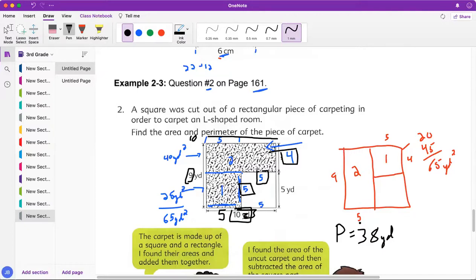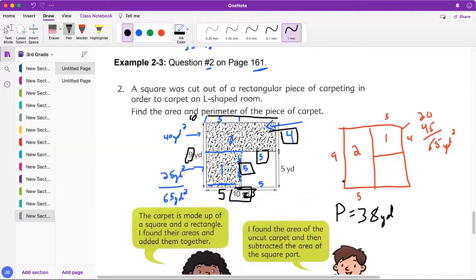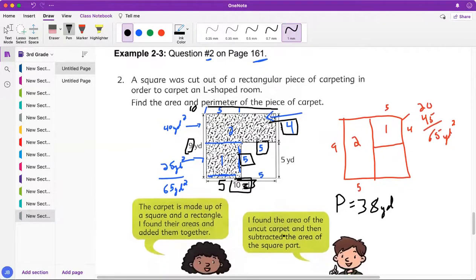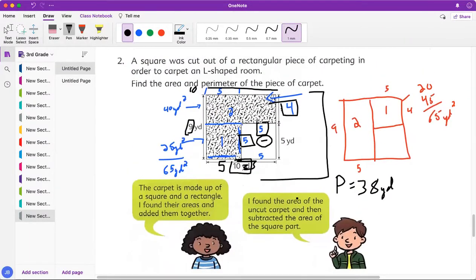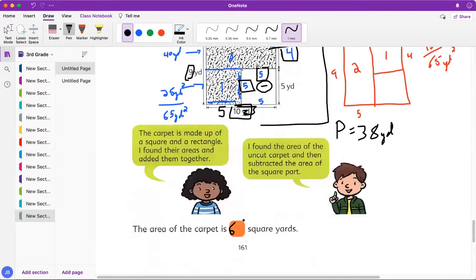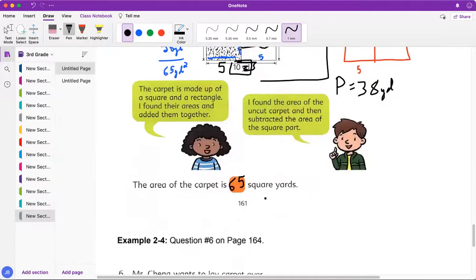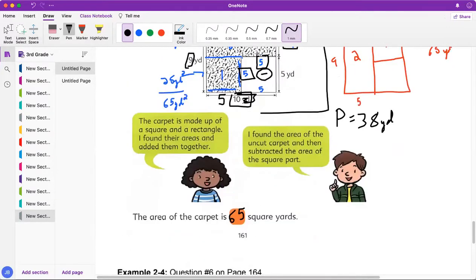Or did you do it, Chad? Yep. Cool. Okay. This thing says there's a couple ways to do it, right? We could have done the area of the whole thing and then subtracted the area that was cut out. But I like doing it the other way. But whatever way works best for you. So the area of the carpet, what did we say it was? We said 65. All right. Any questions on that one or anything so far? Everyone all right?